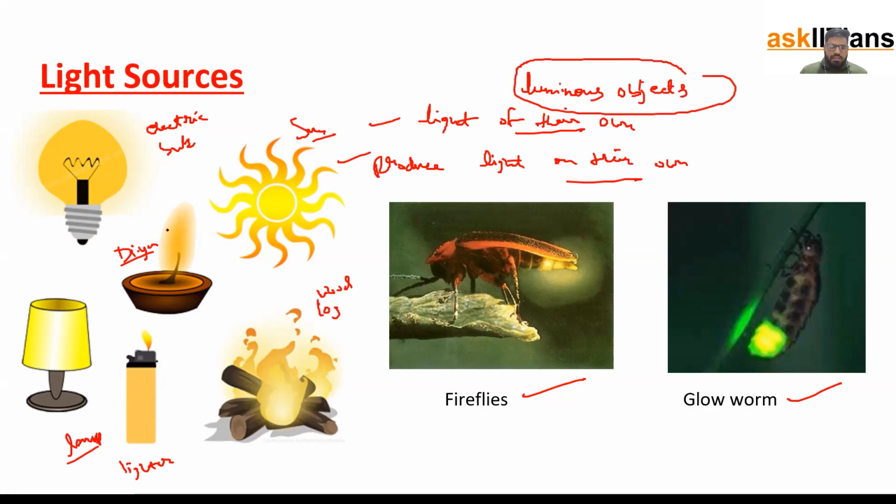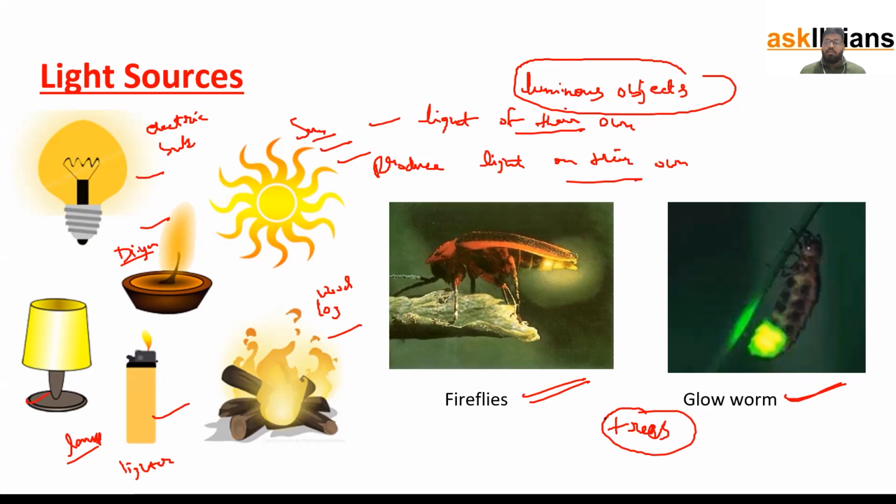So these all are examples of luminous objects, whether you talk about the sun, electric bulb, diya, electric lamp, lighter, wood log in a fire, fireflies, glowworm. All these are examples of luminous objects as they have light of their own. Okay, but there can be some objects which don't have light on their own. Suppose I was talking about trees which you were able to see when you were coming from school to your home. That tree is not a luminous object. Why? Because that tree doesn't have its own light.